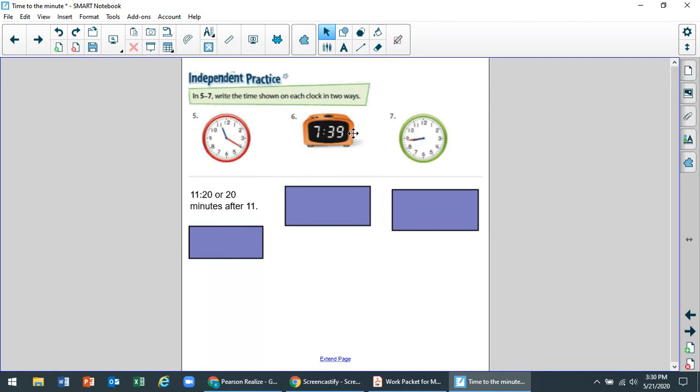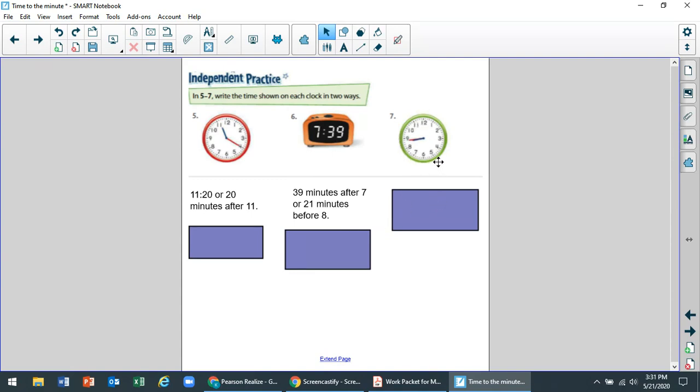Now this clock already gives us the digital time. So now they want you to tell us how many minutes after an hour and then how many minutes before an hour. Good. So you can see it's definitely 39 minutes after 7. And then we would count backwards on that clock to figure out that it is 21 minutes before 8.